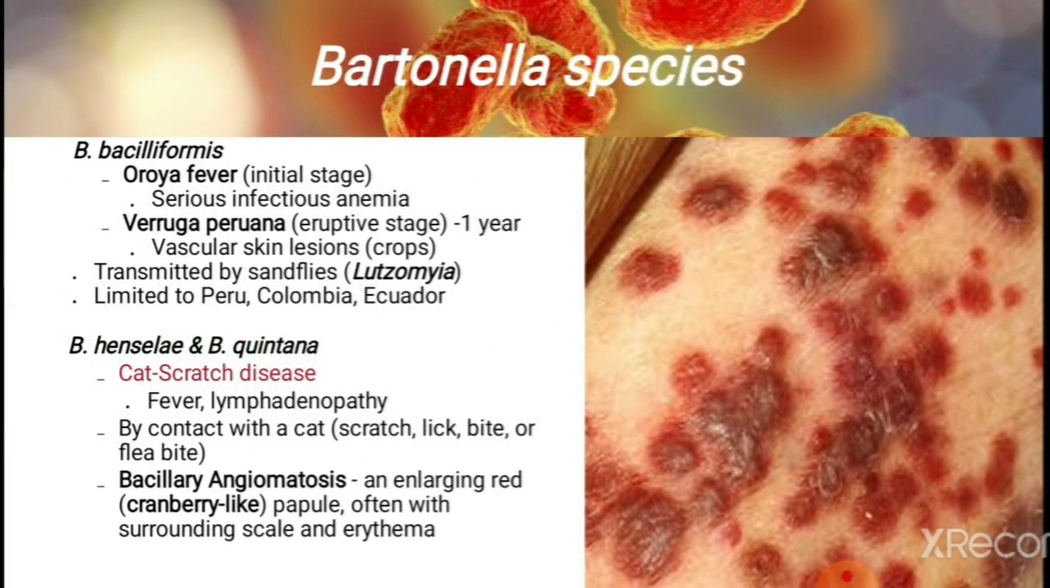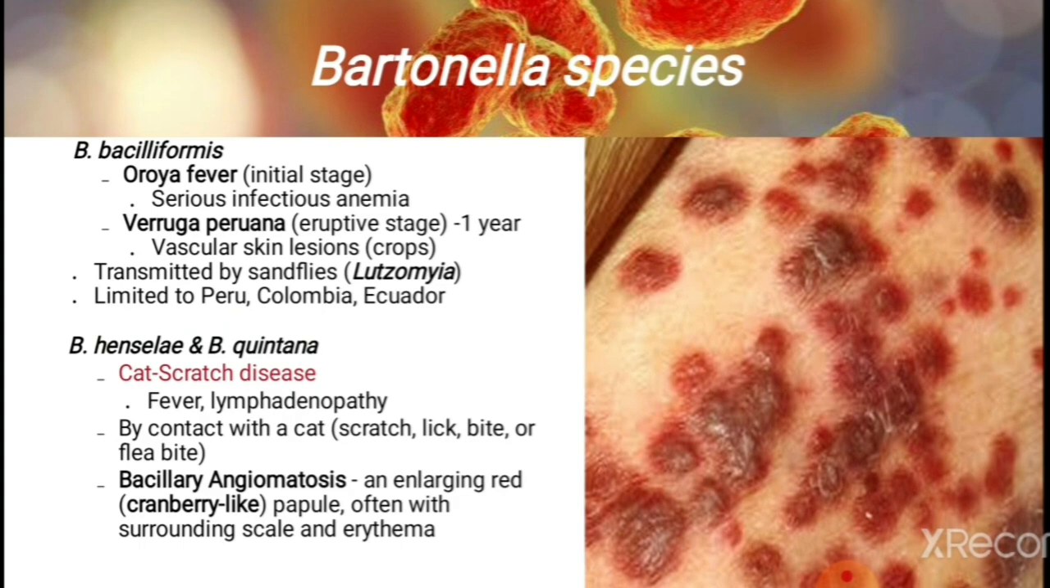Next, let's proceed to our Bartonella species. So we have Bartonella bacilliformis, Bartonella henselae, and quintana. All of these Bartonella species are gram-negative rods. They are pleomorphic, they are slow-growing, and they can be seen in infected tissues with Warthin-Starry silver impregnation stain.